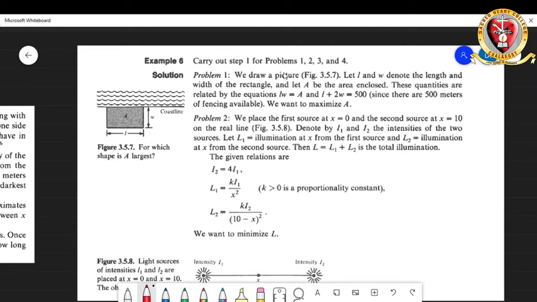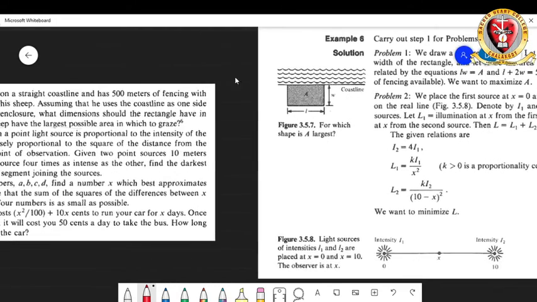Okay. So first we understood the problem given to us, then we drew a picture, and then we assigned the variables. Here we have the variable L to be the length of the rectangular enclosure, W to be the width of the rectangular enclosure, and capital A to be the area enclosed, and then we identified the equations. A is equal to LW and L plus 2W is equal to 500, as we said before. And what we have to do is maximize this capital A. That is our problem. So that was problem 1.